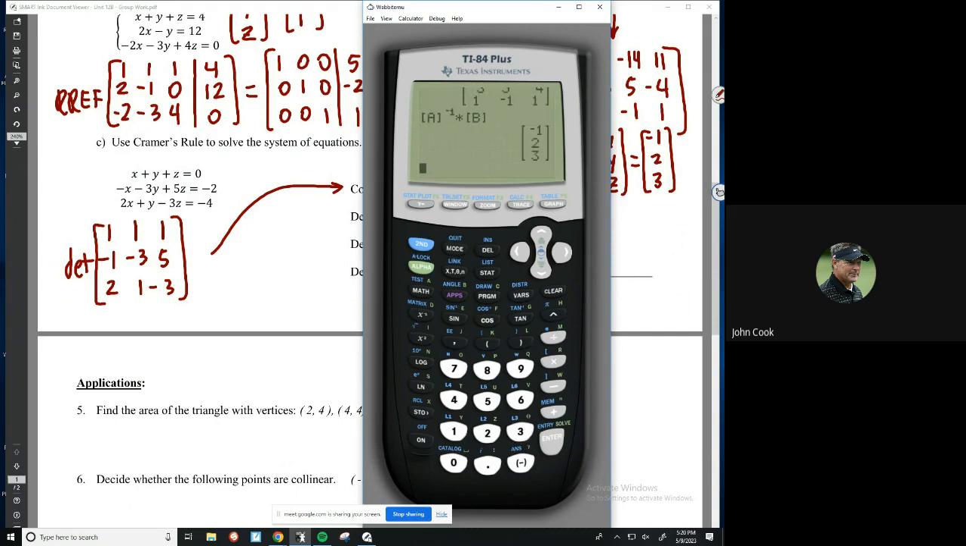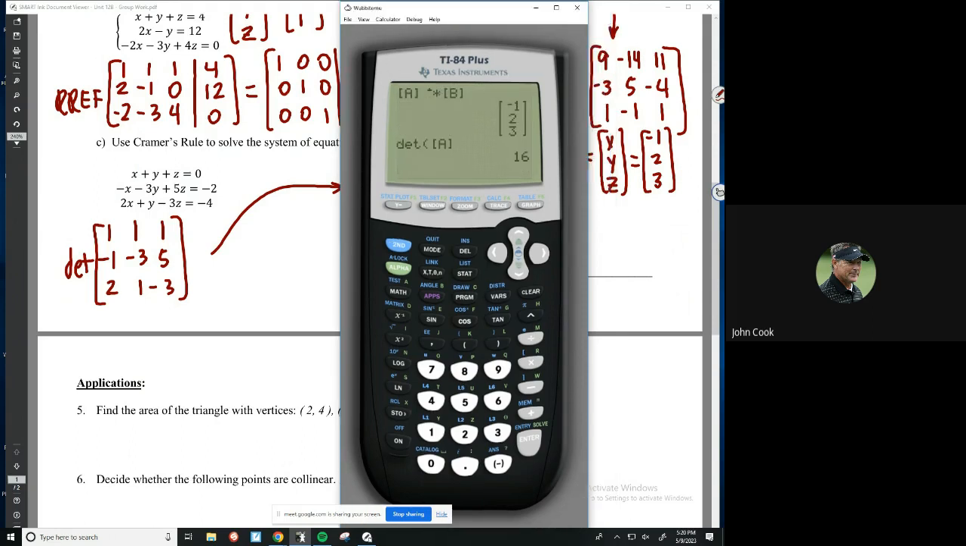All right. And then let's do this thing's determinant. So matrix, math, first thing determinant, and then math A. There we go. So this thing's determinant is 16.